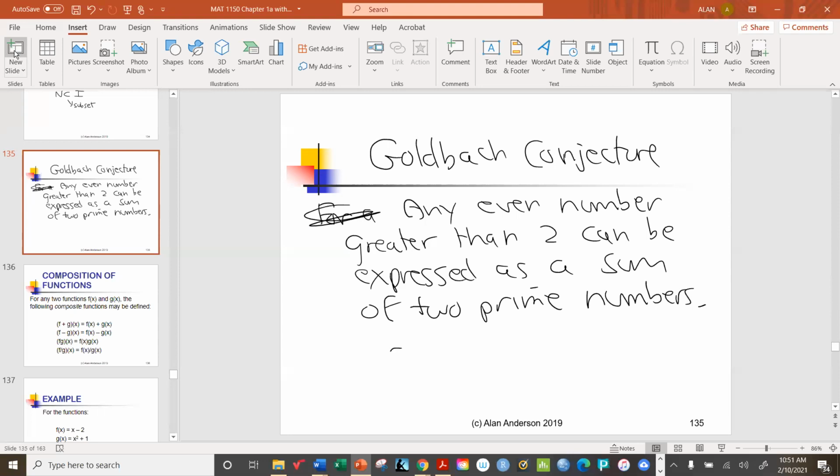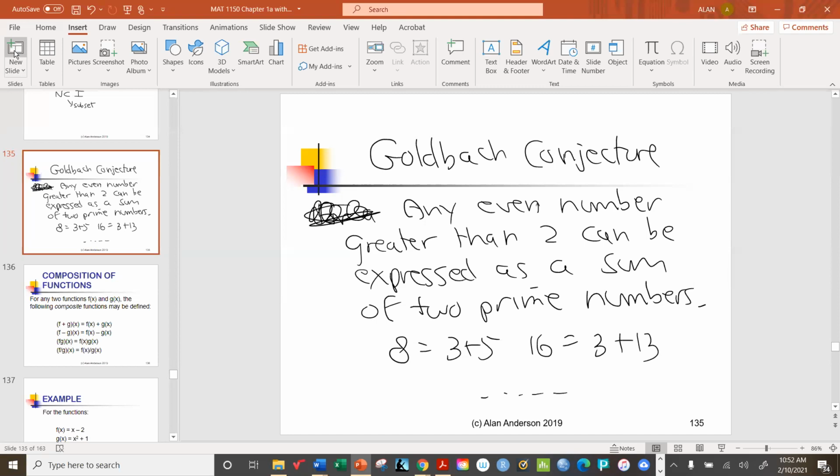So for example, 8 could be written as 3 plus 5. 16 could be written as 3 plus 13, et cetera, et cetera. The problem here, though, is that no mathematician has ever been able to prove that this is true for every even number. What they've been able to do instead is, with a computer, generate all the even numbers and find examples of a sum of primes.